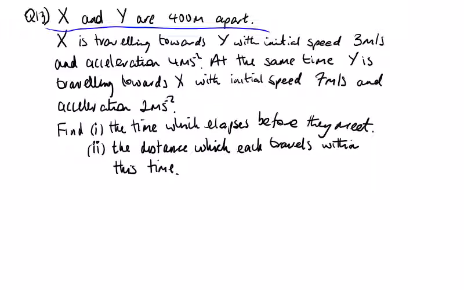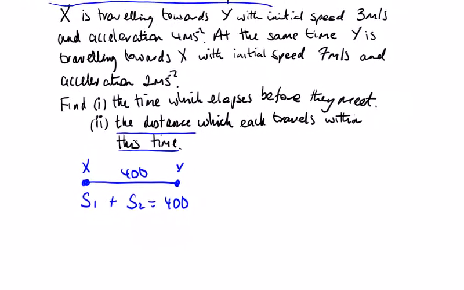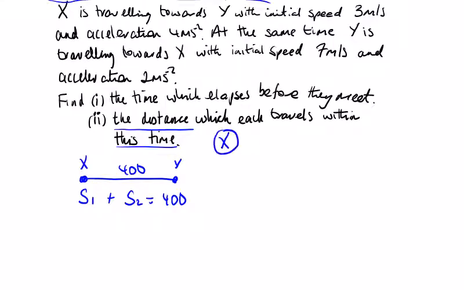Okay, so let's do a little diagram. X and Y, it's the same as the last question. We just have this extra bit here, which is to write down the distance as well. So we have X, we have Y, the distance is 400. So S1 or Sx plus Sy, S2, is equal to 400. X is traveling towards Y. So here's my X with initial speed 3 and acceleration 4. At the same time, Y is traveling towards X with initial speed 7 and acceleration of 2.